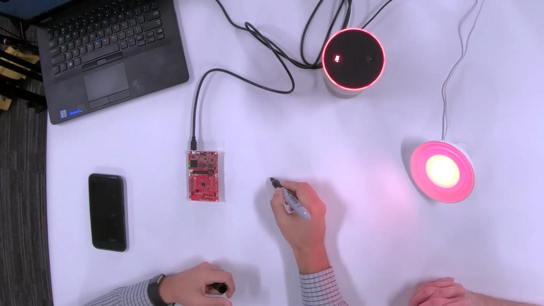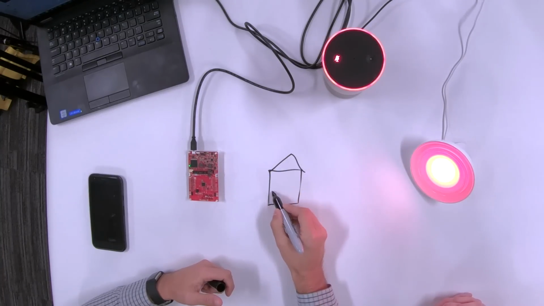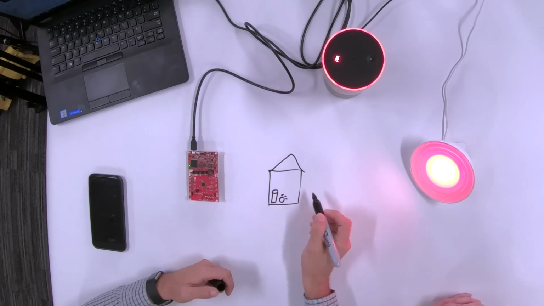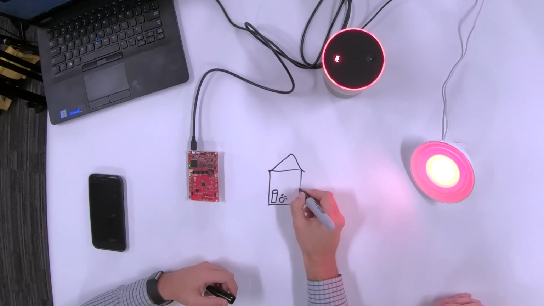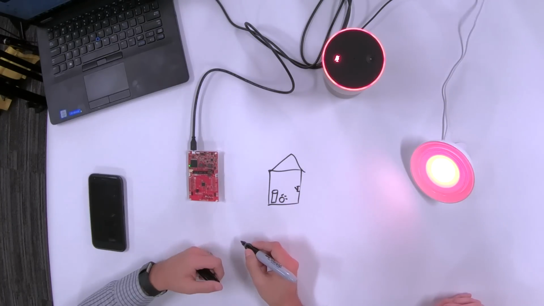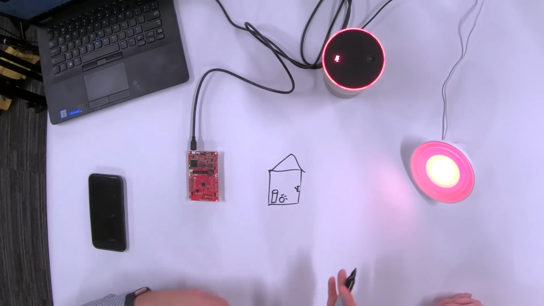So we have our home here. This is going to contain the Echo and the Hue light. Okay. And so we're going to be bringing in the light switch, and we'll be commissioning it into the network, and it'll seamlessly connect and be able to start controlling the light.